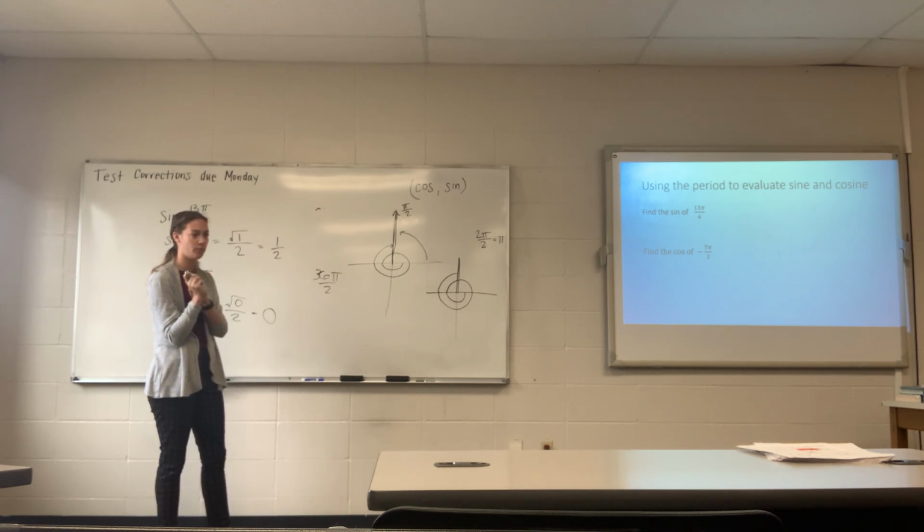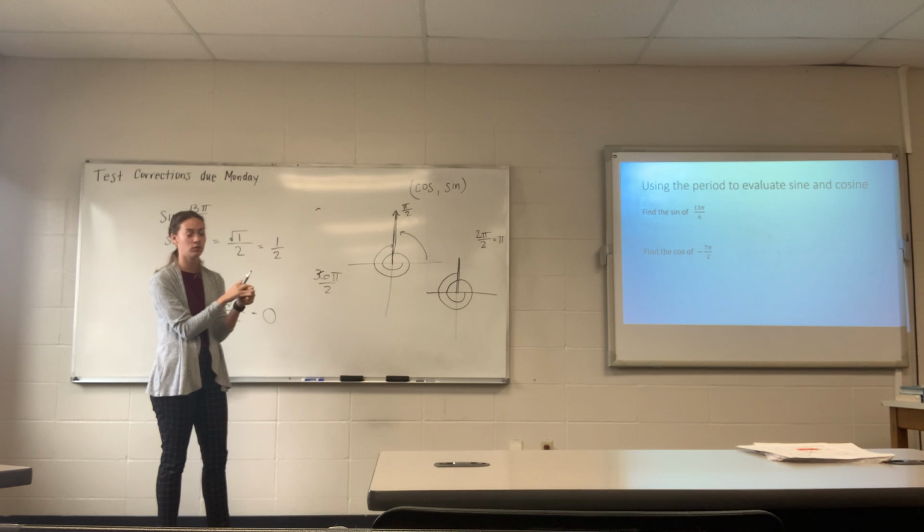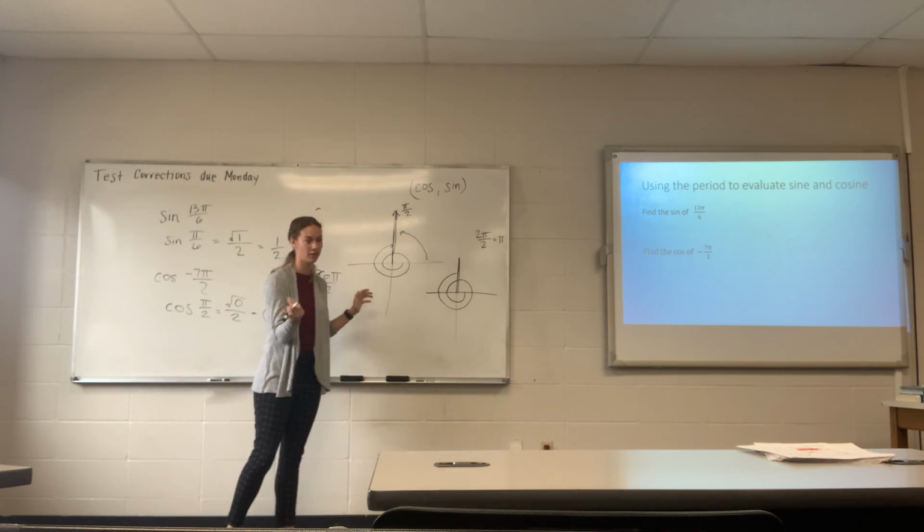They'll all end up being numbers you'll be able to figure out. It's either going to be 6, 3, 4, or 2 when you simplify, or a 0. So you'll always be able to figure out where the angle is.